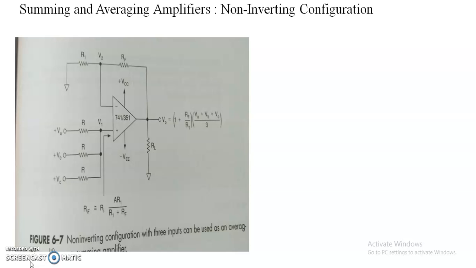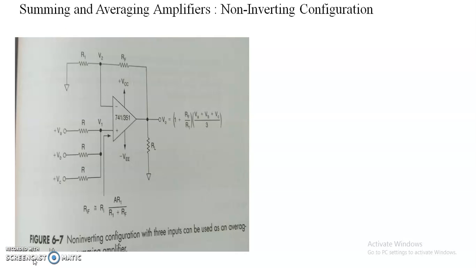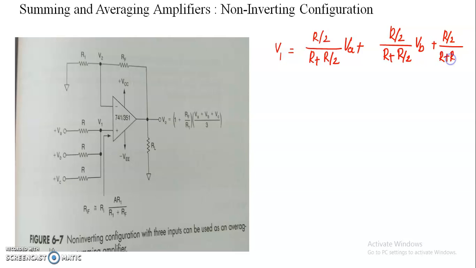By using the superposition principle, we can write the voltage at the non-inverting terminal V1 as V1 equal to (R by 2 divided by R plus R by 2) into VA plus (R by 2 divided by R plus R by 2) into VB plus (R by 2 divided by R plus R by 2) into VC. Here we have used the superposition principle.